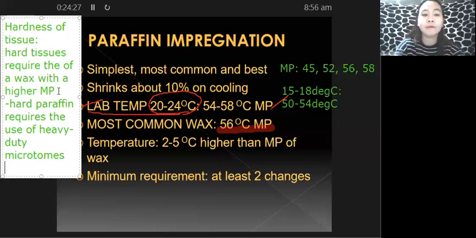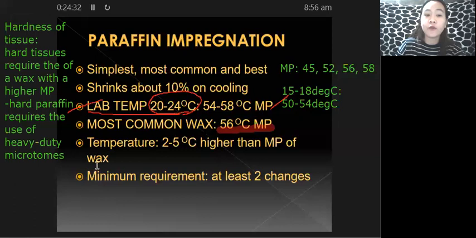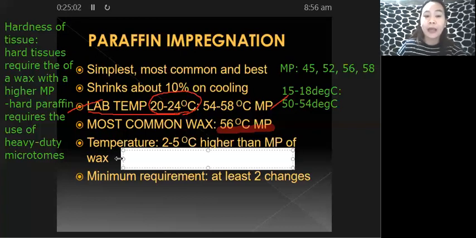So another factor that we have to consider would, of course, be the temperature at which we carry out the process of impregnation. In general, the required temperature during impregnation is 2 to 5 degrees Celsius higher than the melting point of the wax. So I repeat, for paraffin impregnation, the required temperature is 2 to 5 degrees Celsius higher than the melting point of the wax.